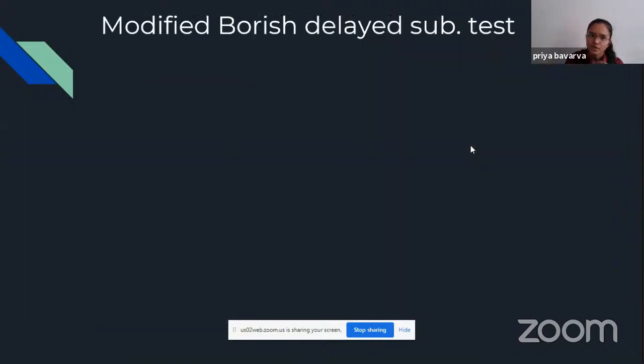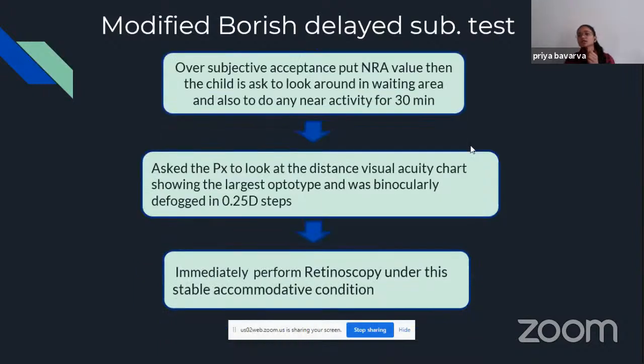And the next test is the modified Borish delay subjective test. This test has the same principle as the Borish delay test, but some changes occur at this stage. This test is for accommodative spasm patients. What we do in the modified Borish delay is first perform the subjective refractive correction, and then perform the objective refraction, and put the subjective refraction in the trial frame, and put the NRA value in the trial frame, and ask the children to look around in the waiting area, and also to do a near activity for 30 minutes.